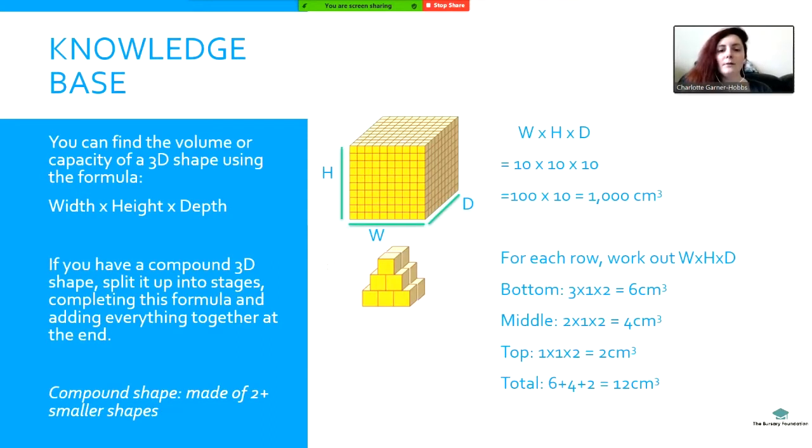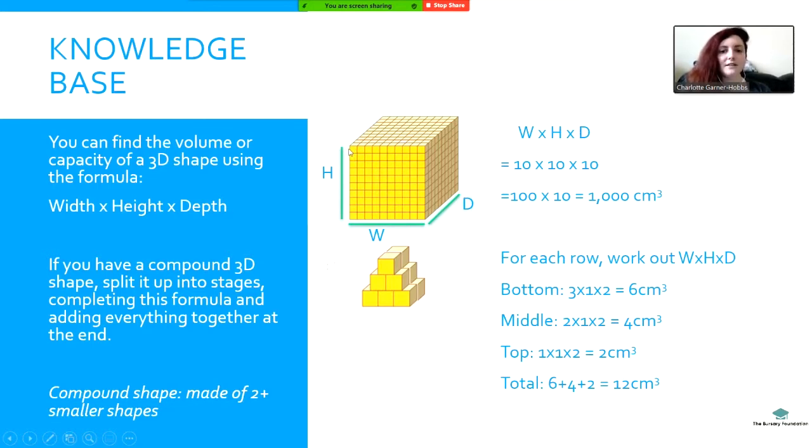The way we work out the volume or capacity of a shape, assuming it's a 3D shape like a cube or something that involves rectangles, is we do the height multiplied by the width multiplied by the depth. The depth is the bit that makes it 3D. It's how far back the shape goes. So it's basically like working out area, except you add an additional multiplication onto the end of it.